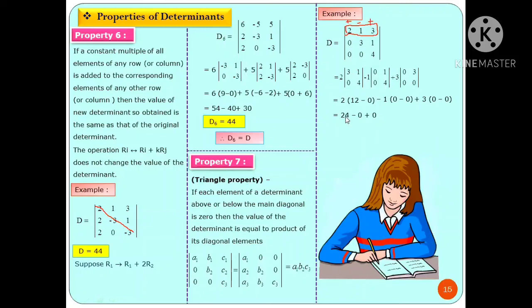The determinant value here is 24, which is the product of all diagonal elements. You can see the product of the diagonal elements, 2 into 3 into 4. The product is 24. These are the 7 properties of determinants. We stop here.